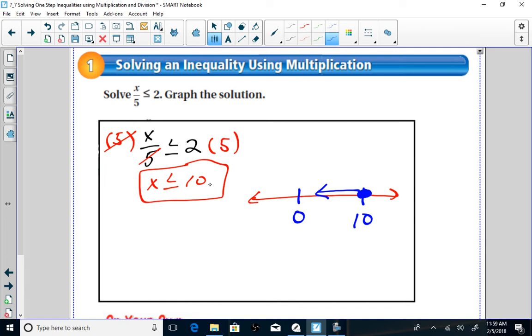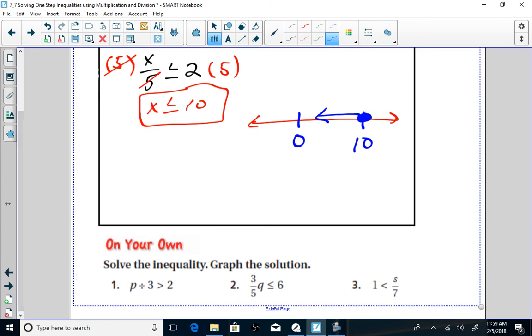Because the inequality symbol is pointing to the left, all of the values that are less than 10, or to the left of 10, are going to make that inequality true. So let's try something like 5, right? Because 5 is less than 10. Is 5 divided by 5 less than or equal to 2? Yes, it is. So I feel good about that solution.